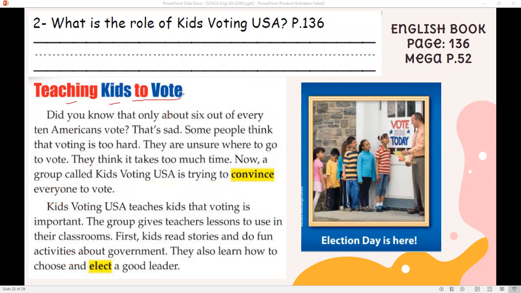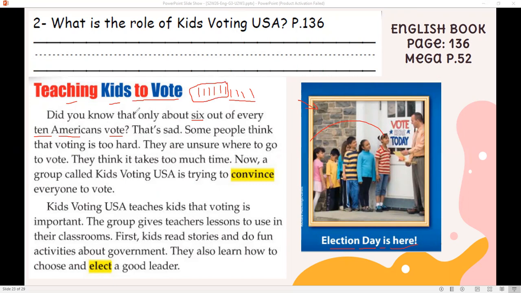Teaching Kids to Vote. In America, they teach kids to vote. If you look at this picture, you can see this is like a school and they are running an election day. Election day is here. They want to teach the kids about voting. Let's see why. Did you know that only about 6 out of every 10 Americans vote? If you have, for example, 10 Americans, only 6 of them vote, and the 4 do not vote.